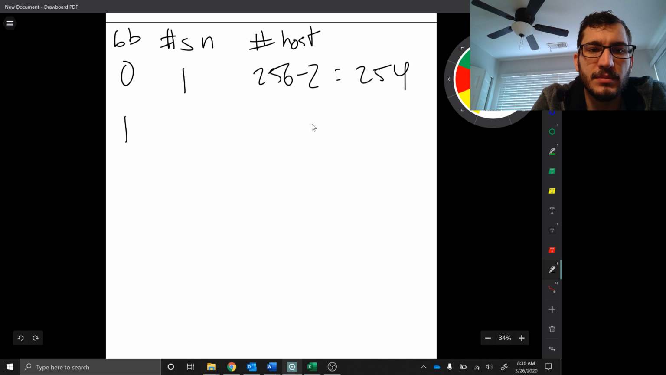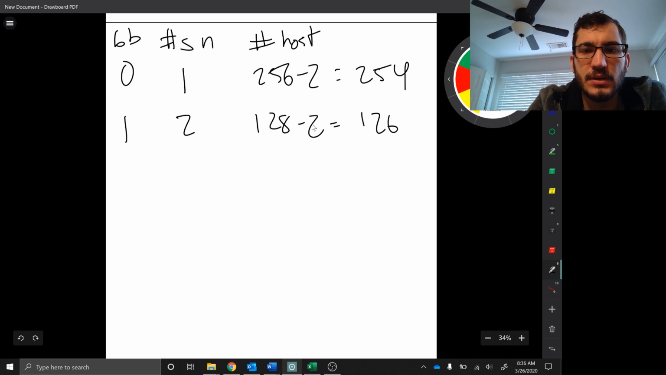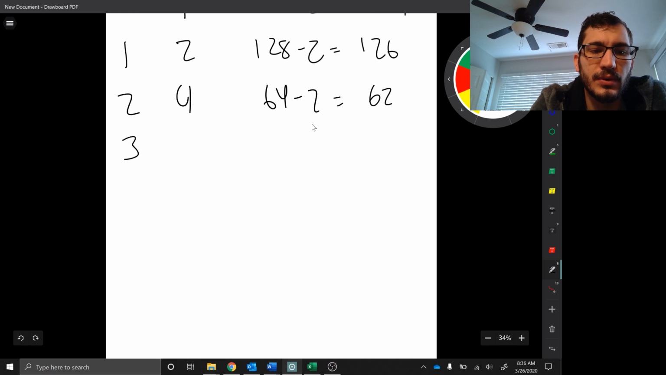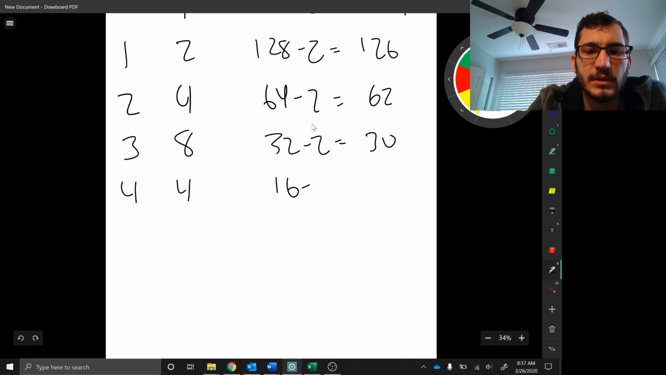So if I have 1 bit borrowed, I have 2 subnets. I have 128 minus 2 is 126 numbers for a host. So if I borrow 2, that is 4 subnets. That is 64 minus 2 is 62. 3 is 8, and that's 32 minus 2 is 30. If I have 4, that is 16 subnets, and 16 minus 2 is 14.